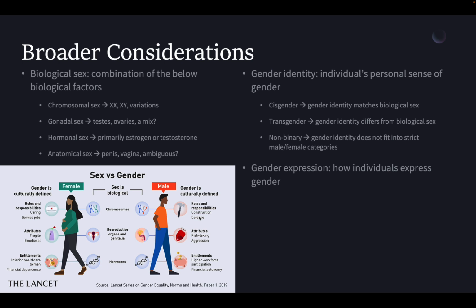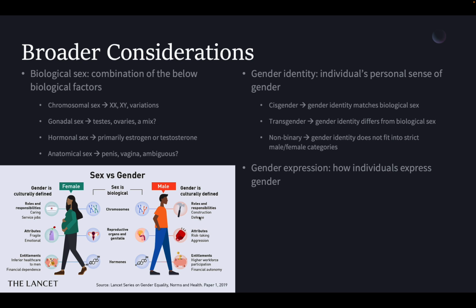But then when we're talking about biological sex, what are we actually talking about? Are you talking about the chromosomes? XX, XY, but what about variations? Are you talking about the gonads? Do we have testes? Do we have ovaries? Do we have some sort of ambiguous type of gonad? What hormones does this person produce? Primarily estrogen or testosterone? Or do they have testosterone that gets converted to estrogen?